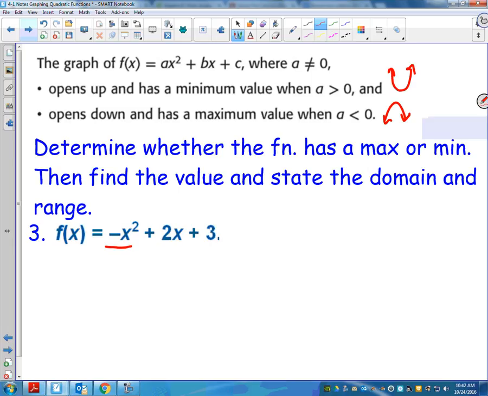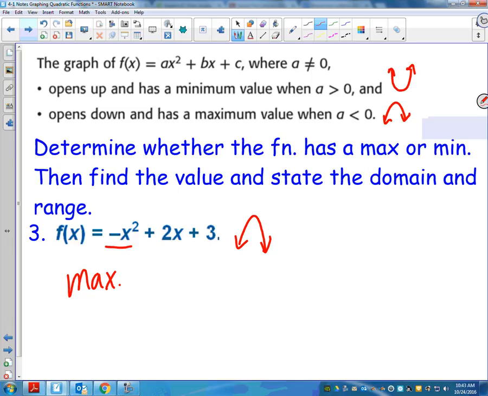Because this is negative, I know that it's going to open down like this. So if it opens down, does it have a maximum or a minimum? Maximum, because it has a high point, right? So we can say that this is going to have a maximum. Determine whether the function has a max or a min. Maximum. Then find that value.